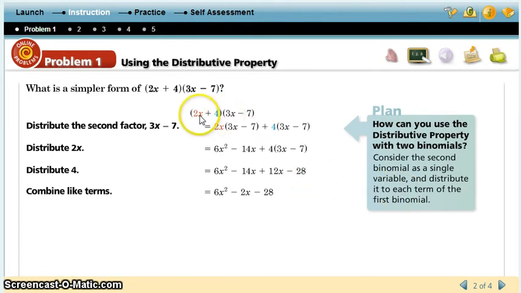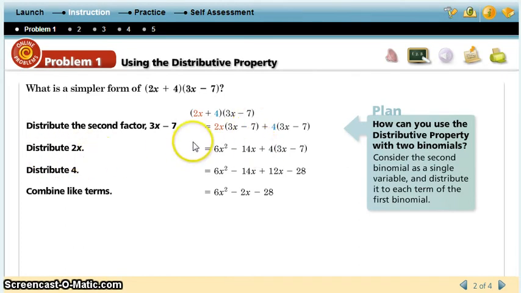So this is actually kind of what they have here. 2x gets distributed to this entire thing. So the 2x gets distributed to this entire parenthesis, 3x minus 7. And then the 4 also gets distributed to this entire parenthesis. So basically you break that first binomial apart and place it in front of that second parenthesis. So you distribute each of those terms to this whole parenthesis. And then it's basically just the distributive property again.